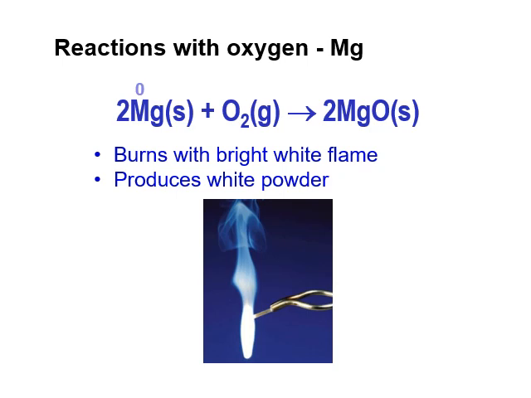Again, let's look at oxidation states. So magnesium, 0 on the left, oxygen 0. On the right, we've got magnesium at +2 and oxygen at -2. So again, the oxygen has been reduced, and this time magnesium has been oxidized.